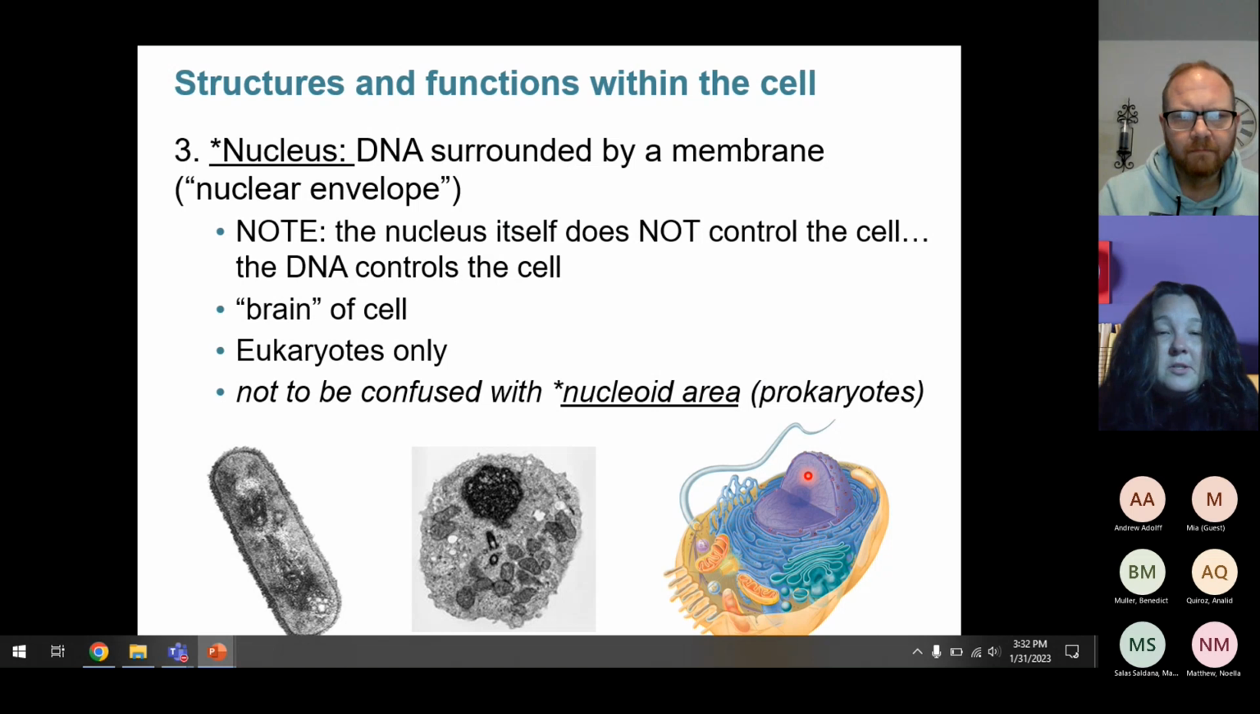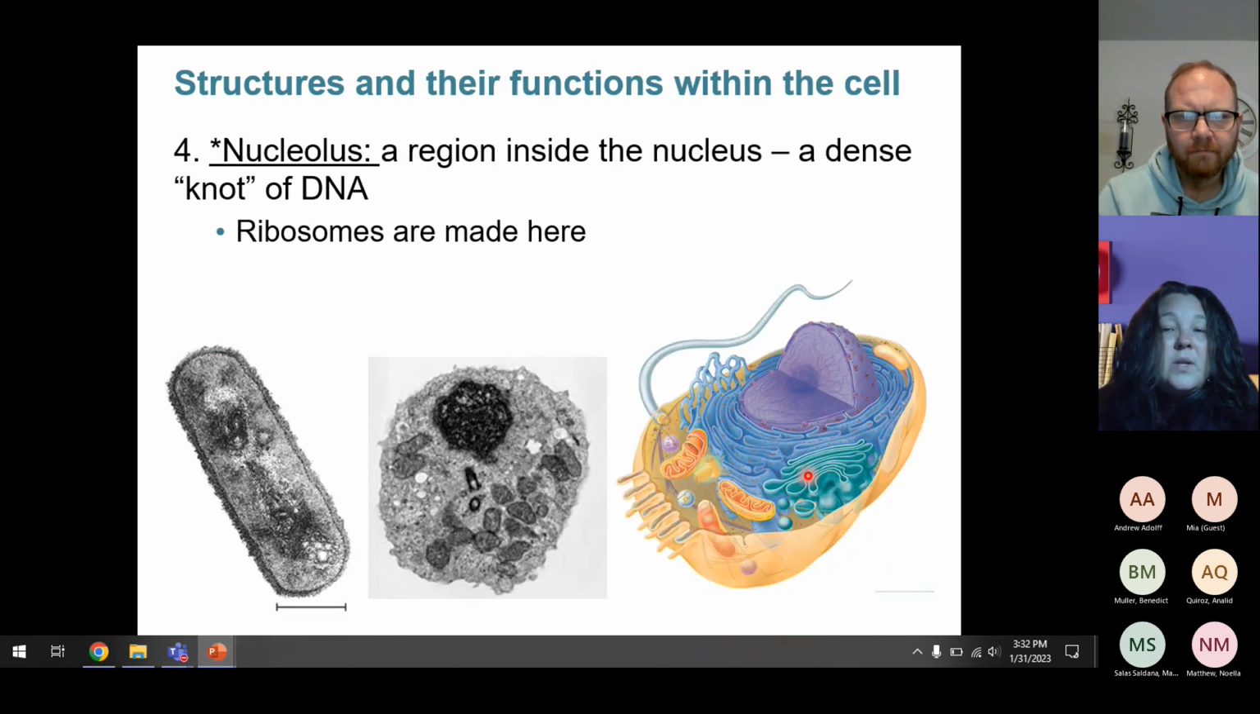There's the nucleoid area, which is in prokaryotes. Nucleolus is within the nucleus. It is a dense knot of DNA. You can see it in this image of an animal cell. We've got the nuclear membrane surrounding the nucleus. We've got the DNA, and then there's a dense knot of DNA inside, and that is where ribosomes are made. Recall that ribosomes are proteins that make proteins.